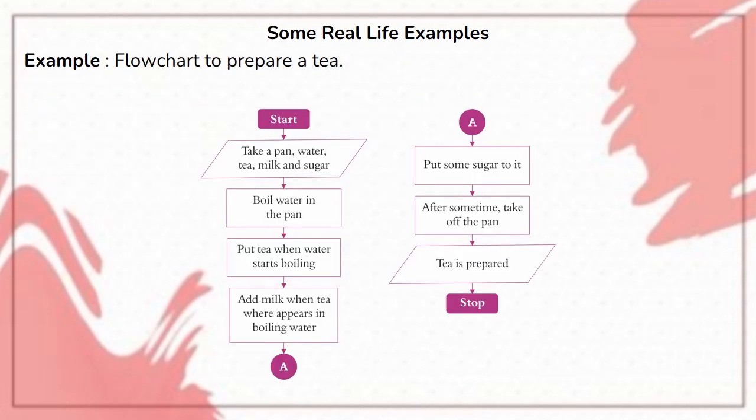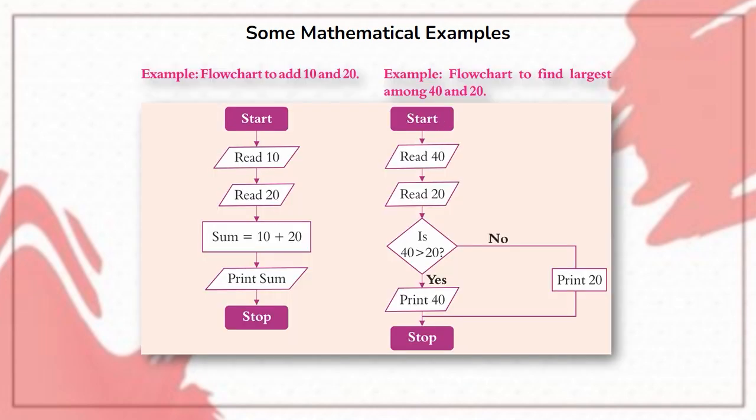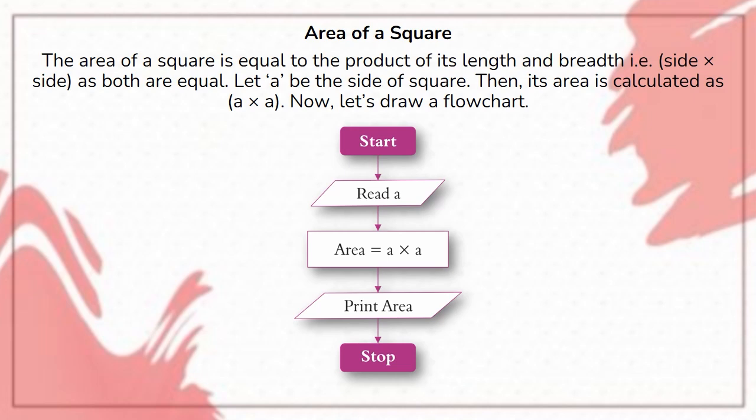Some real-life examples. Example, flowchart to prepare a tea. Some mathematical examples. Area of a square. The area of a square is equal to the product of its length and breadth, i.e., side times side, as both are equal. Let A be the side of square. Then, its area is calculated as A times A. Now, let's draw a flowchart.